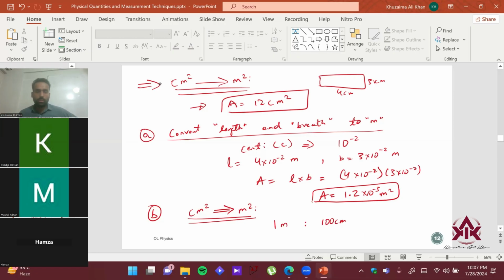So how do you get the squares? You square on both sides. So you get 1 meter square, which is equivalent to 100 centimeters square. What is 100 squared? You can just use a calculator if you want. It's 10,000 centimeters square.